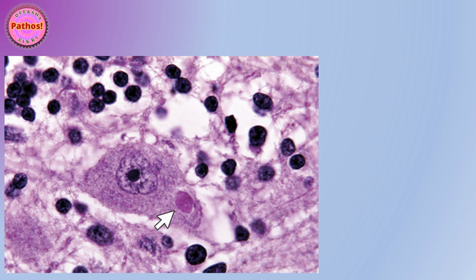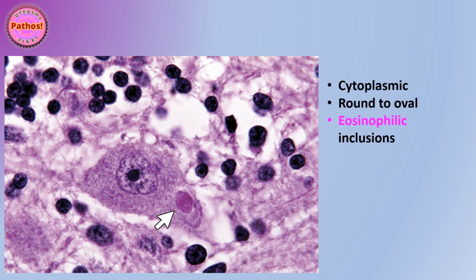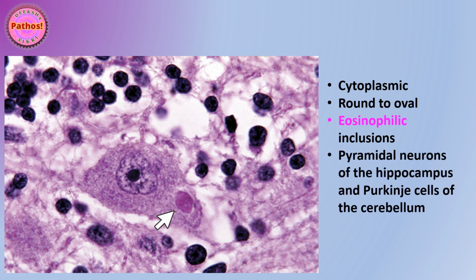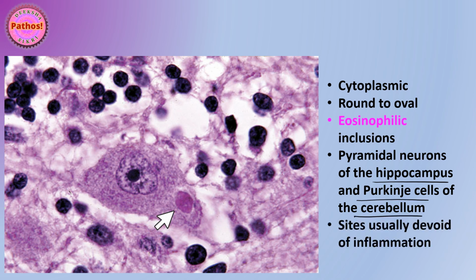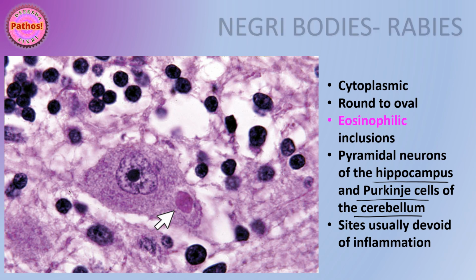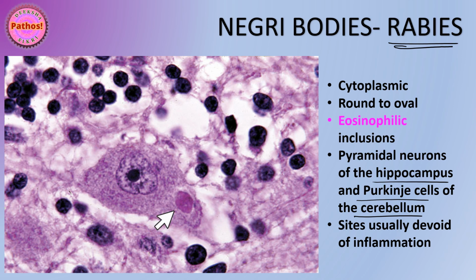Now let's again look at a couple of inclusions. Have a look here. This is a neuron. Suppose I was to tell you it's a neuron. Within the neuron, you can make out there is a cytoplasmic, round to oval, eosinophilic inclusions, which are classically seen in pyramidal neurons of the hippocampus and Purkinje cells of the cerebellum. And these sites are usually devoid of any inflammation. I'm sure all of you can tell me now, these are Negri bodies seen in rabies. Okay, so remember they're eosinophilic inclusions, and these are the classical sites where they can be seen.